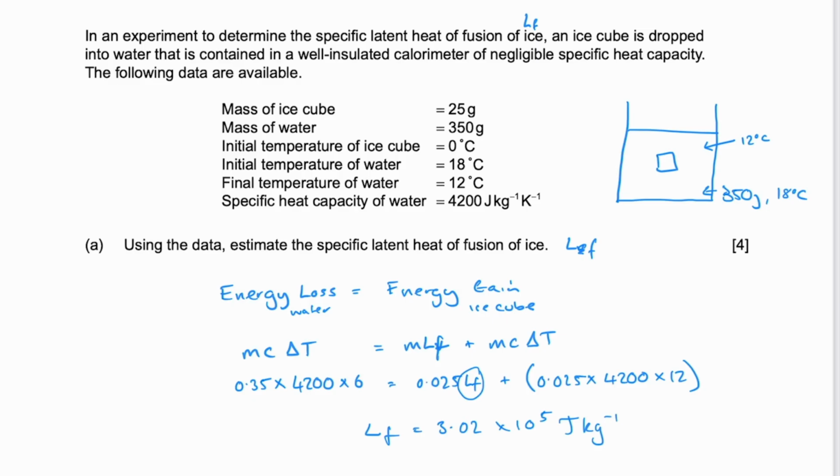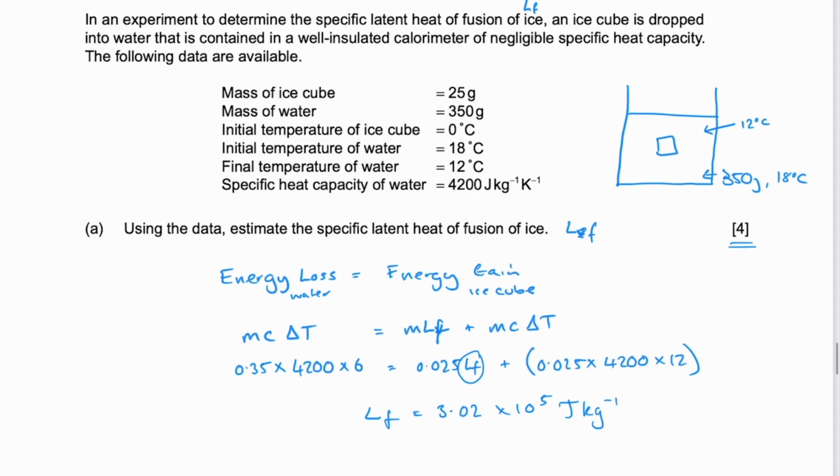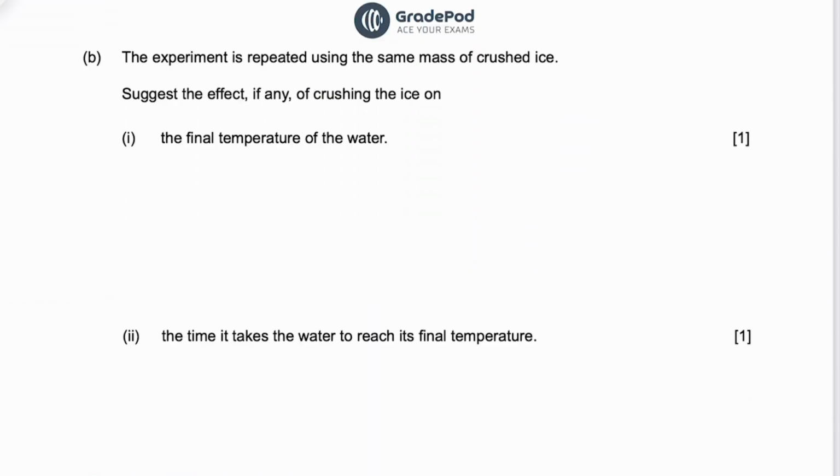That's 4 marks. I love it when we get a question in thermal physics that offers 4 marks, because they tend to follow exactly the same format. What's losing energy, what's gaining energy, make a little equation and rearrange it. It's a really great way to get 4 marks. Let's go on to question B.